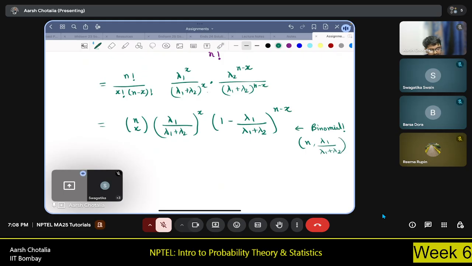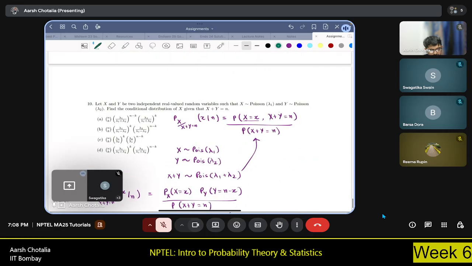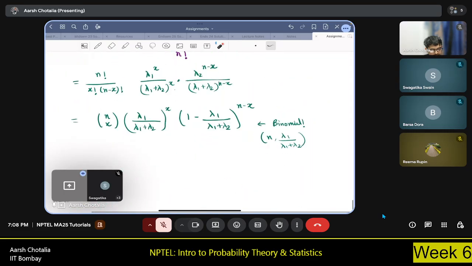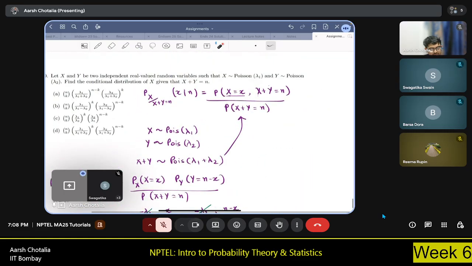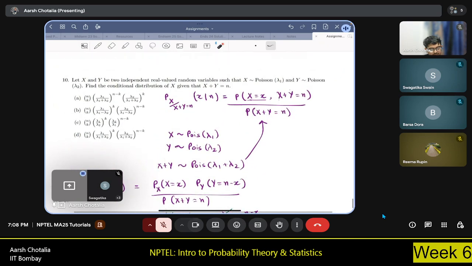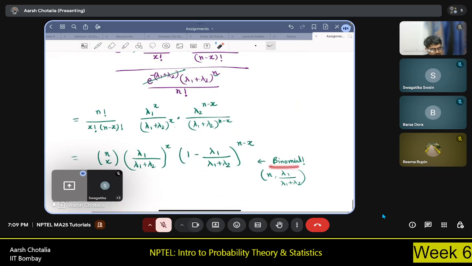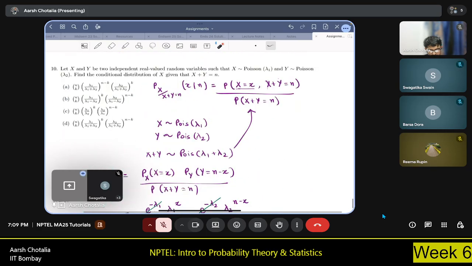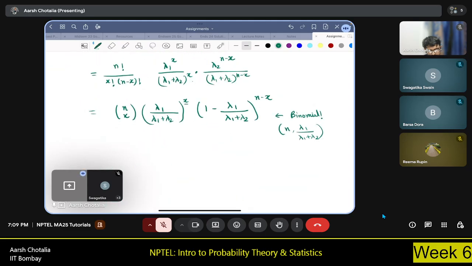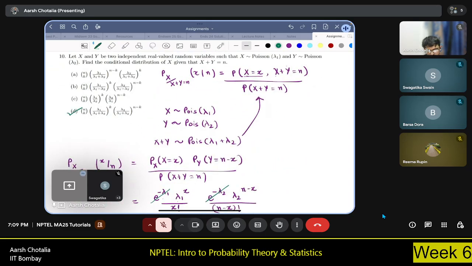Okay, so this is interesting. The moral of the story is that when you add two Poissonians, the conditional distribution of x given the total becomes binomial. Okay, so this is how all of the distributions are intertwined. They are connected in some ways. This is one example where Poissonian is connected to binomial distribution. Okay, so the answer would be nCk lambda 1. Okay, I was calling it x, but they are calling it k. It is this one.